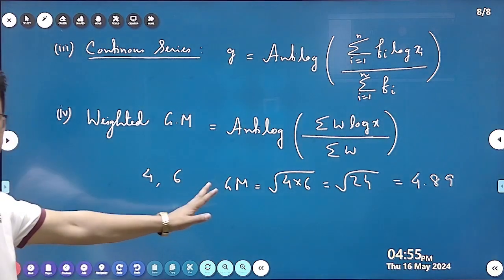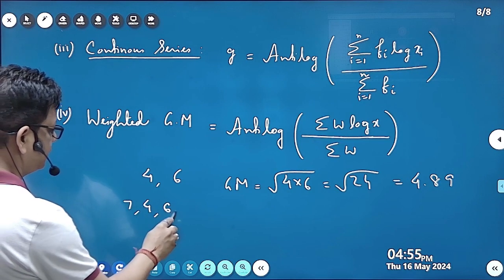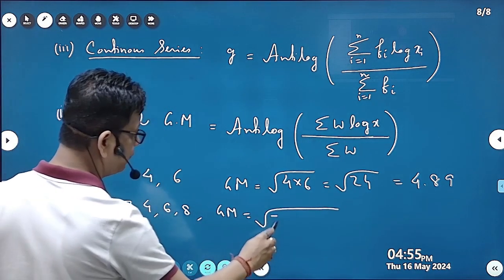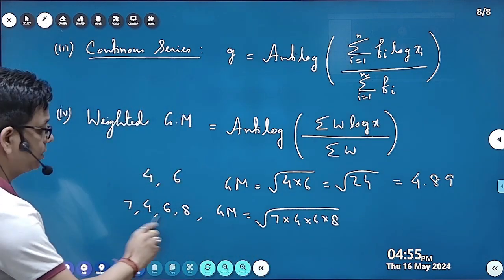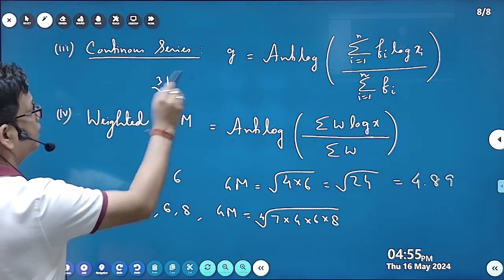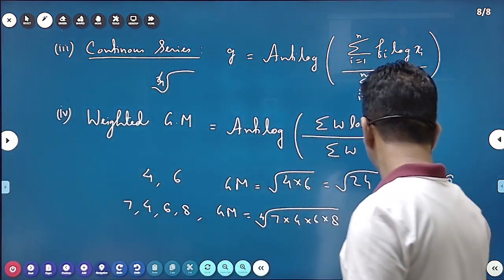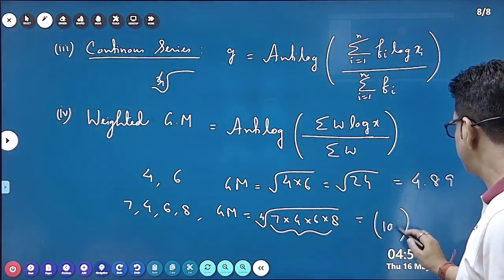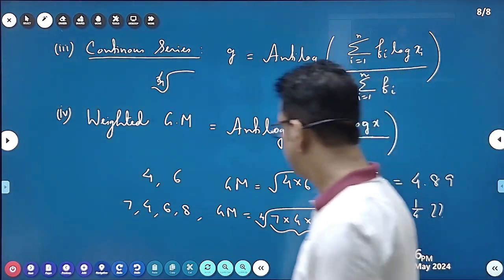Now, with two numbers we can easily do that. But if there are three numbers, 7, 4, 6, suppose 8, then the geometric mean will be almost the same. It will be 7 into 4 into 6 into 8. But how many such numbers are there? 4. It will be the fourth root. You know the fourth root? This is the square root, this is the cube root, this is the fourth root. After multiplying these numbers, suppose you got 1048 as an example only. Then you have to take it to the power 1 by 4, which is a little bit difficult to find, even more so if there are greater numbers.